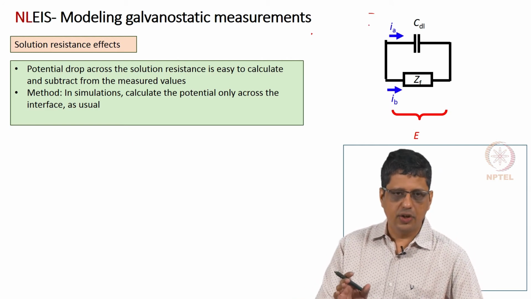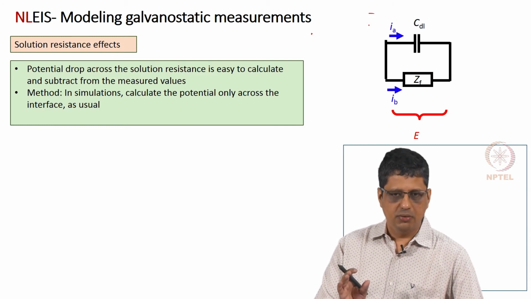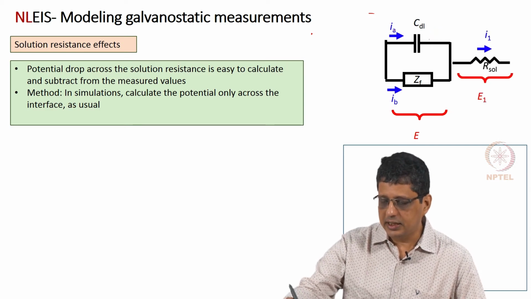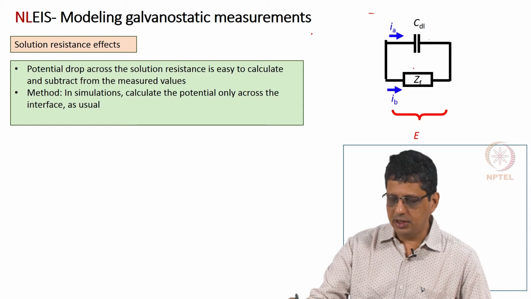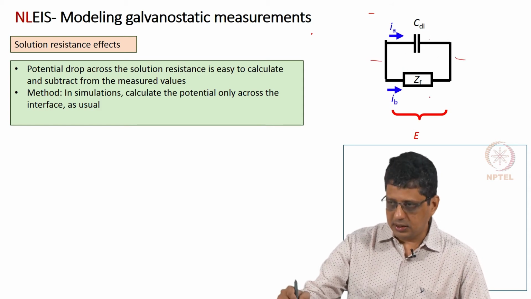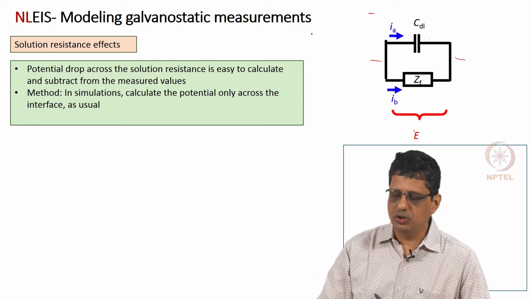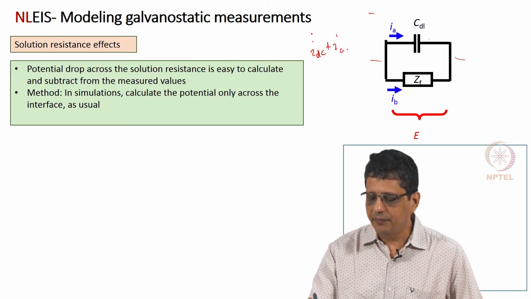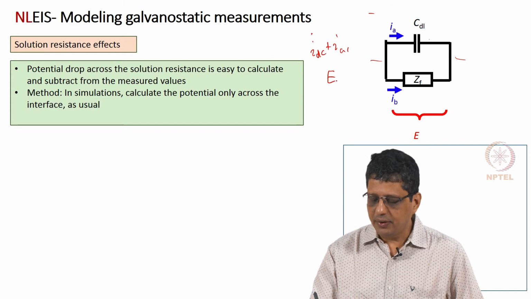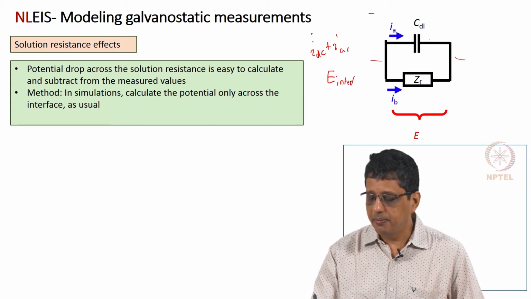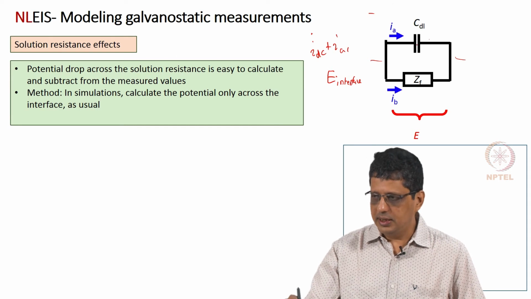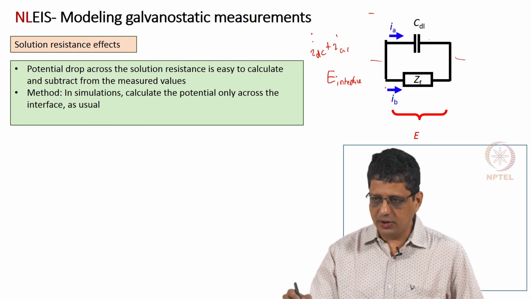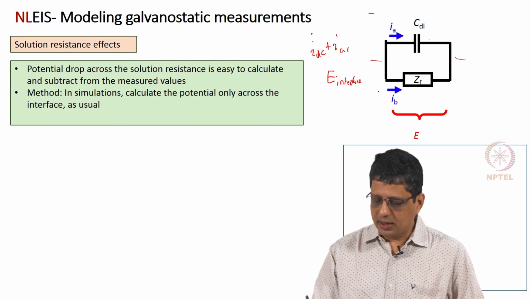In simulations, we do not have to do anything differently. We assume that solution resistance is not playing a role. We do not even worry about the solution resistance in the calculation. We can use the same circuit and calculate the potential across this interface without worrying about the solution resistance. So, for an applied current, which is IDC plus IAC, we can calculate the potential across the interface based on our model. We know this is double layer capacitance, we know this is a Faradaic impedance, and we have an expression relating the potential to the current. So, we can calculate the potential across the interface.